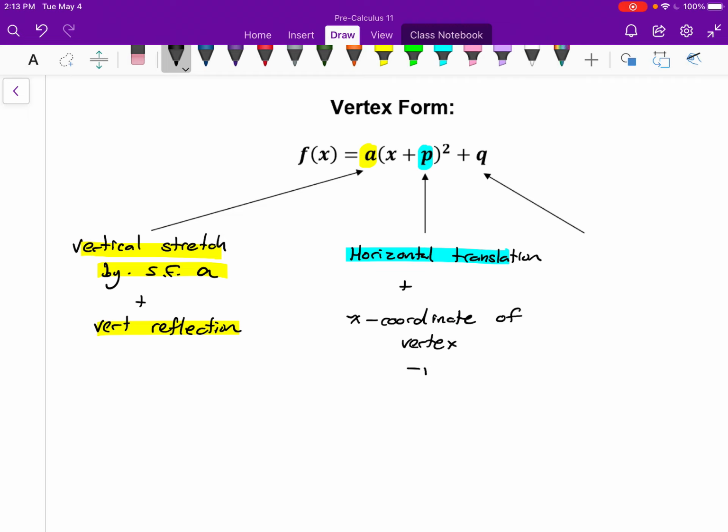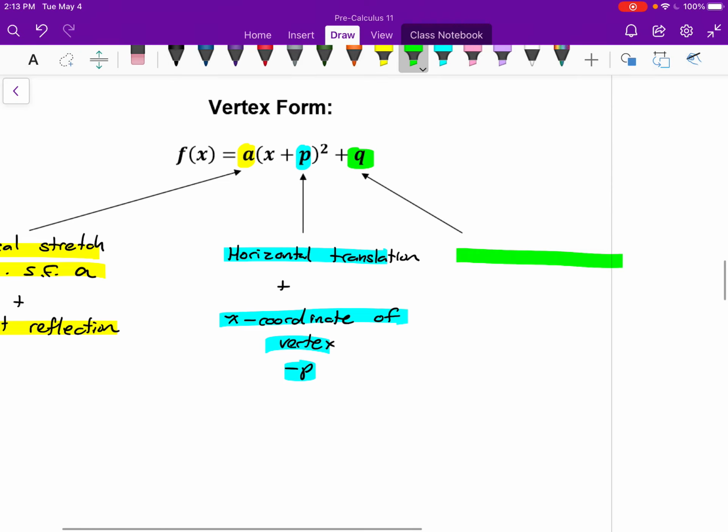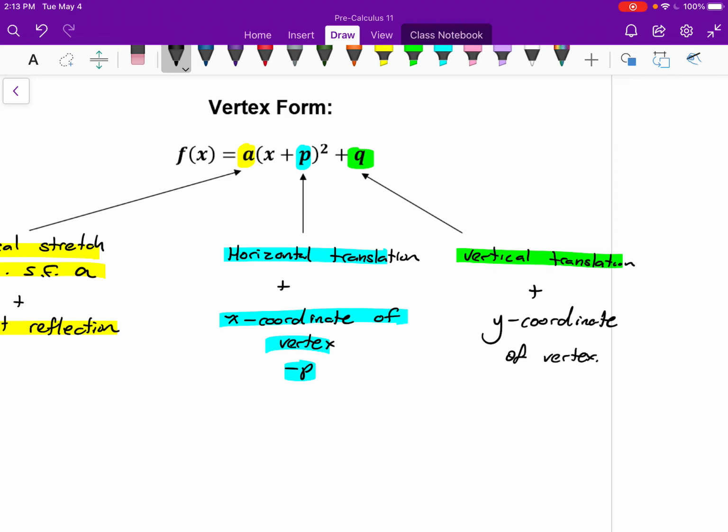In this case, it would be minus p, the opposite sign of whatever you have inside there. And lastly, the constant over here is the vertical translation. And as well, that tells us the y-coordinate of the vertex. In this case, it's just exactly the same as q.